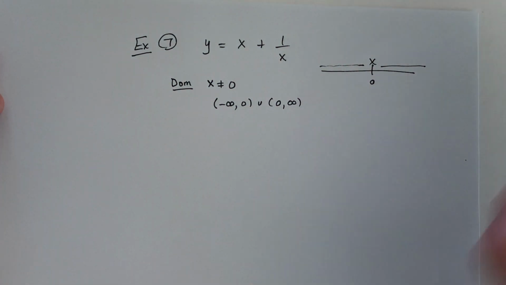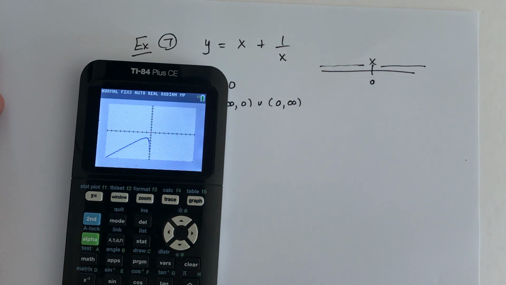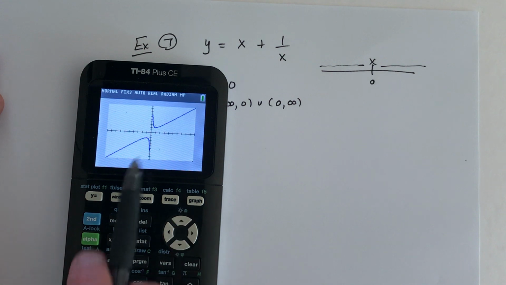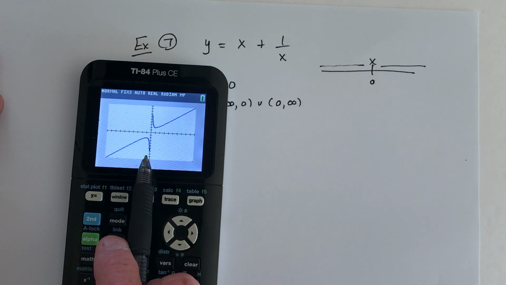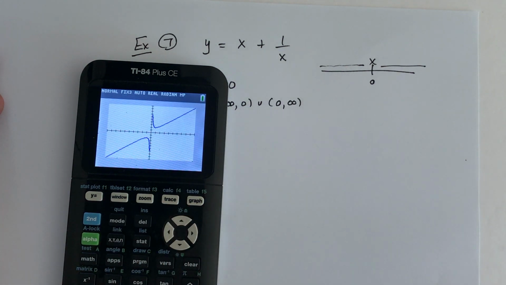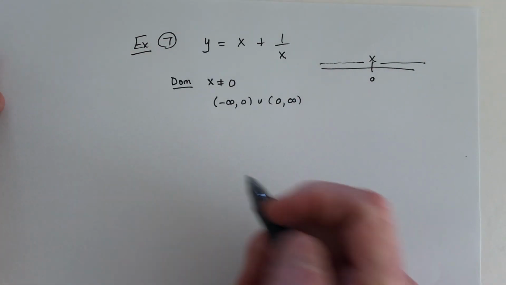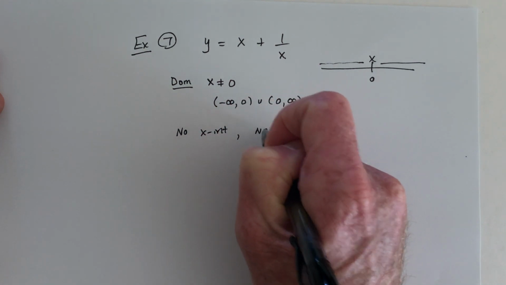And then what about x-intercepts and y-intercepts? So we've got y equals x plus 1 divided by x. Does it cross the x-axis? Does it cross the y-axis? And it looks like it does not touch either axis. It's definitely not hitting the x-axis. And even though the calculator looks like it's hitting the y-axis right there, well, this right here is where x equals 0. And if you plug in a 0, it's undefined. So there's no x-intercepts and no y-intercepts.